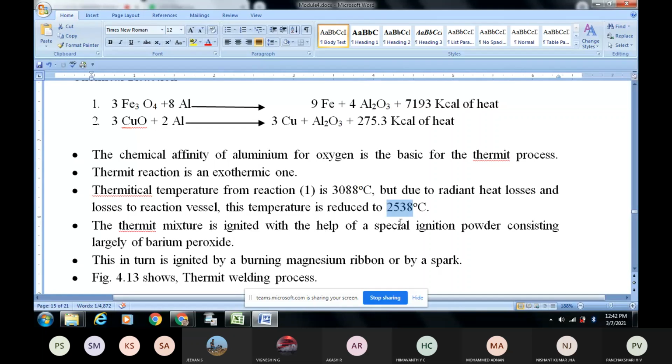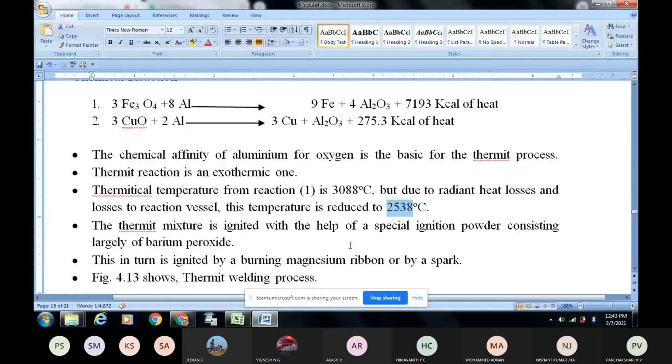The thermit mixture is ignited with the help of a special ignition powder consisting largely of barium peroxide. That compound is used for ignition. Using that, the combination is ignited. This in turn is ignited by burning magnesium ribbon, etc. That is how the ignition process takes place. Because of the ignition, the thermit reaction takes place. Due to the thermit reaction, aluminum reacts with oxygen, aluminum oxide Al2O3 is produced, iron is produced, and energy is released. That is the reaction to be remembered.